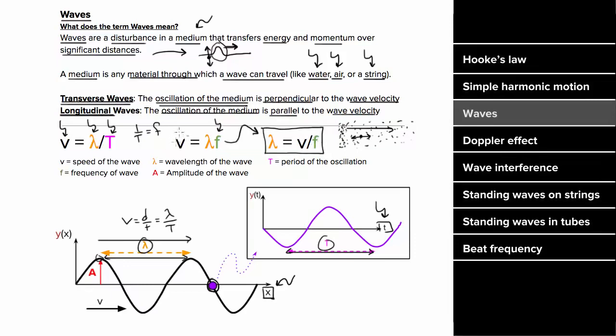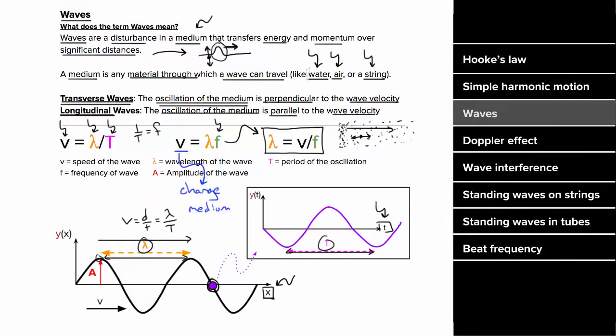Now this formula confuses a lot of people though, because they think if you increase the frequency, that'll increase the speed of the wave. But that's not true. Increasing the frequency will cause the wavelength to decrease and the speed of the wave will remain constant. The only way to change the speed of a wave is to change the properties of the medium itself.